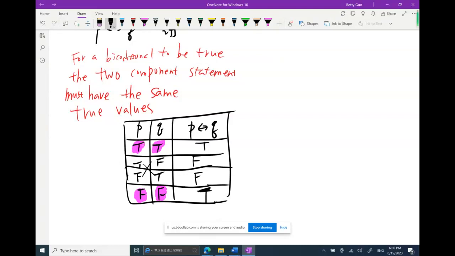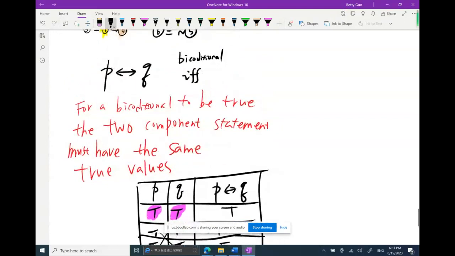Please include that in your notes. For a biconditional to be true, the two component statements must have the same truth values. If the two components have the opposite truth values, then the biconditional is false.